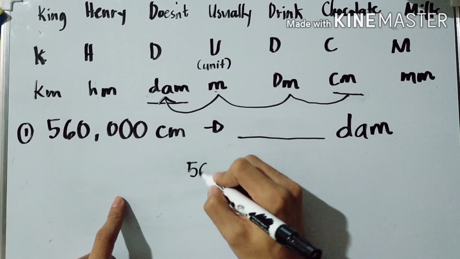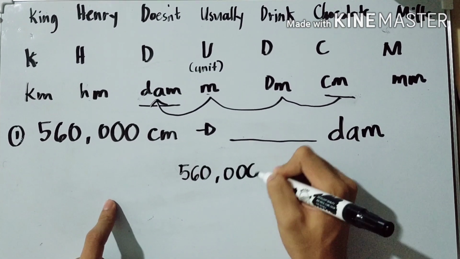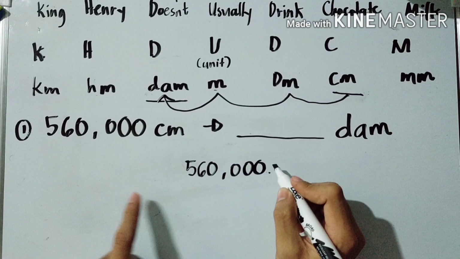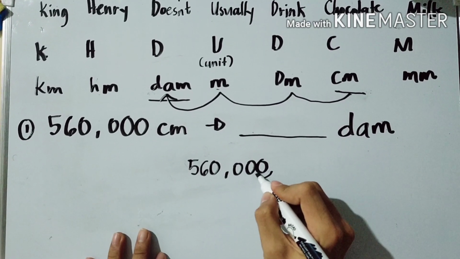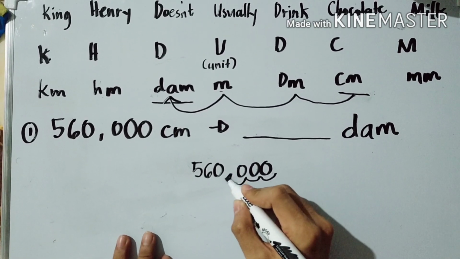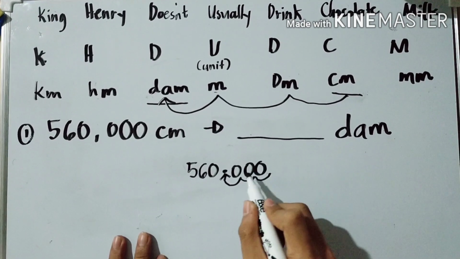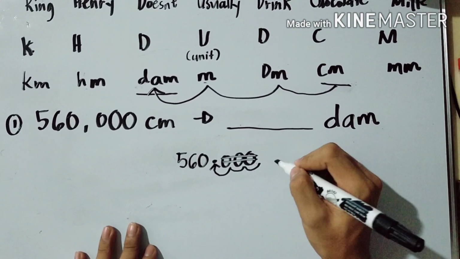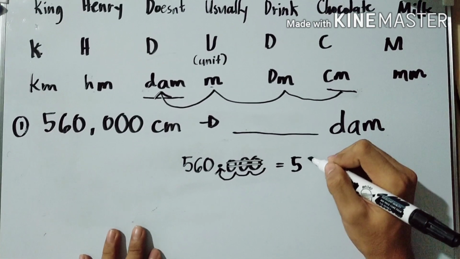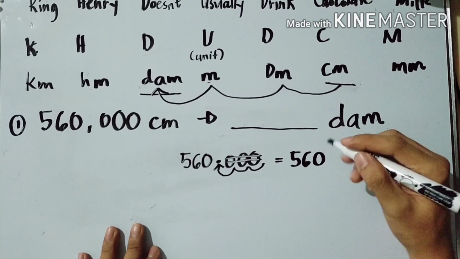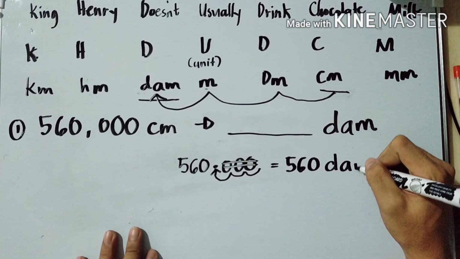So, we have here 560,000. The decimal point is here. Move tayo ng tatlo to the left: 1, 2, 3. Therefore, na dito na yung decimal point, matatanggal na tong zeros. Therefore, 560,000 centimeter is equal to 560 decameter.